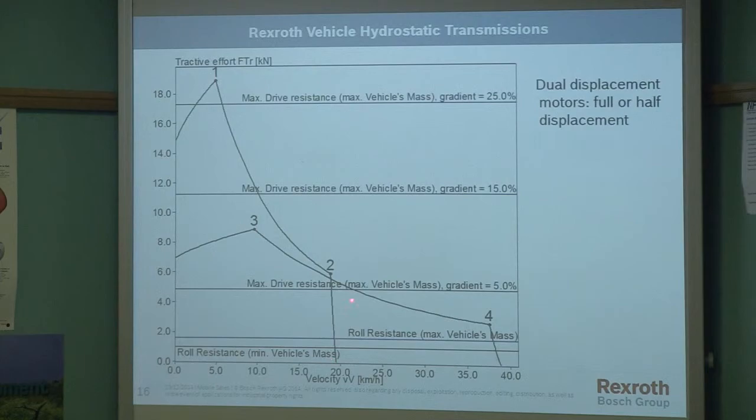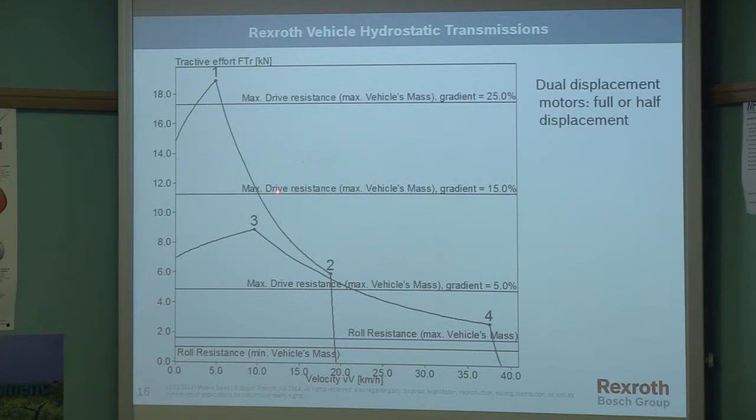We can get just a fraction more, perhaps. And here's the 15% gradient. So we can't do anything fully loaded on a 50% gradient at half displacement. But we can get 10 kilometers an hour out of the vehicle. And of course, this hasn't changed here, the 25% gradient.